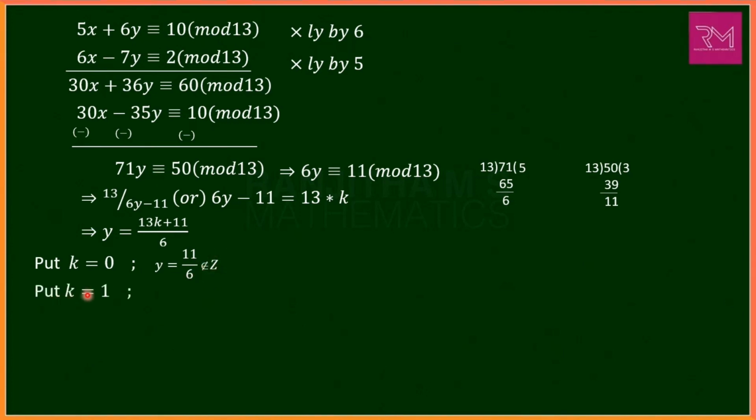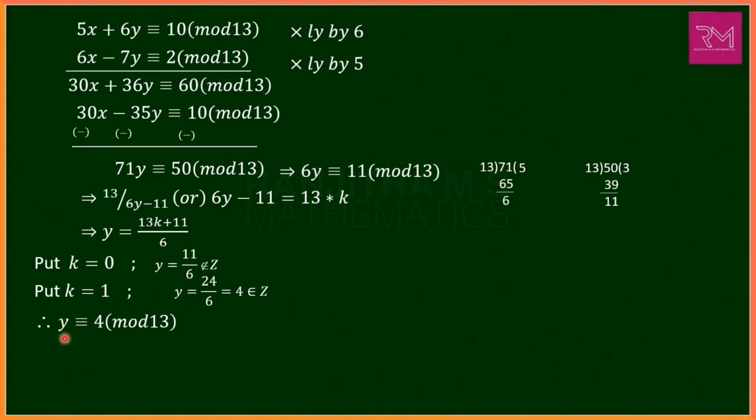Next, you have to substitute k value is 1. That is, 13 into 1 is 13. 13 plus 11 is 24, divided by 6. Obviously, 24 divided by 6: 6 ones are 6, 6 fours are 24. Therefore, we get y value as 4. That belongs to the integers Z, satisfied. Therefore, we can conclude that y is congruent to 4 mod 13.